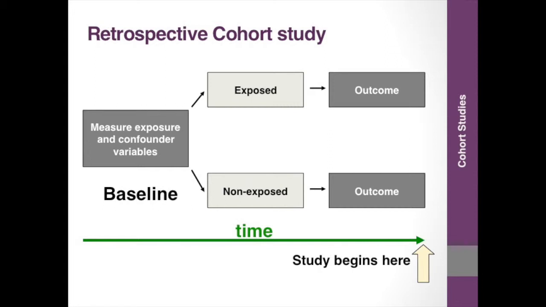The main advantage of retrospective cohorts is that they are much faster to perform. By using historical exposure data, we can reduce or eliminate the delays between exposure and outcome, and this is particularly useful for diseases with a long period between exposure and outcome.